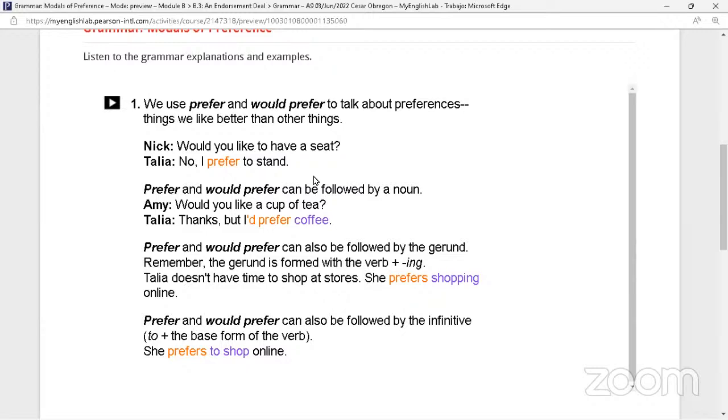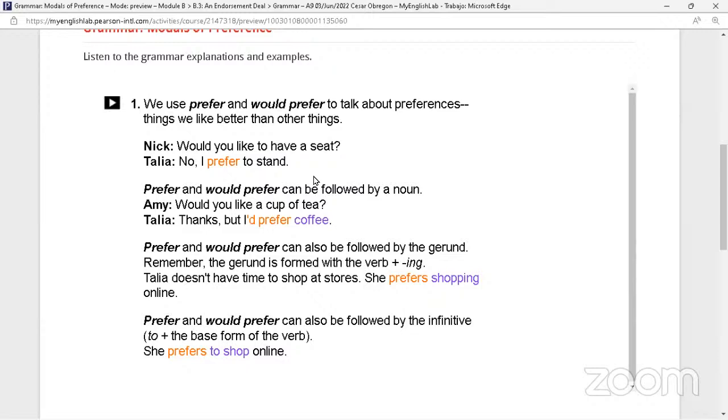The same. Now, for example, can you use would prefer in the continuous? I prefer shopping online. Yes, I would prefer shopping online. Yes, but it's less common. For example, if I say prefer, yo prefiero, and would prefer, preferiría. Yes, that's pretty much the difference.